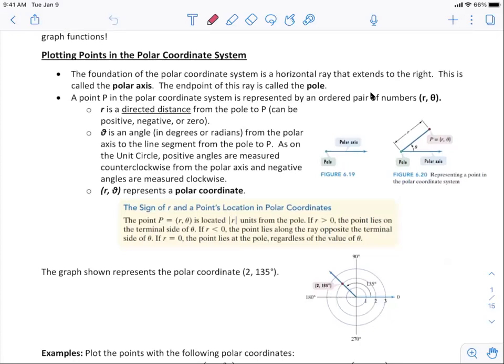This is just like how we would always have to put our initial side when we graphed angles in standard position. This is just like on the unit circle. r represents a directed distance from the pole to P. The fact that it's directed is important because if r is positive, then I want to go to the right. If r is negative, then I want to go to the left, or opposite of wherever I might have drawn that ray before.